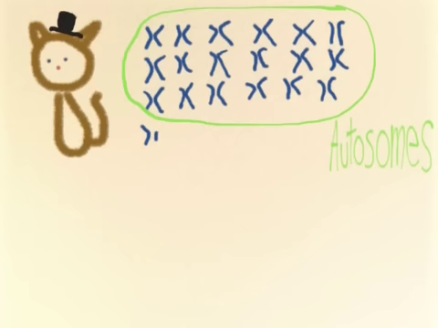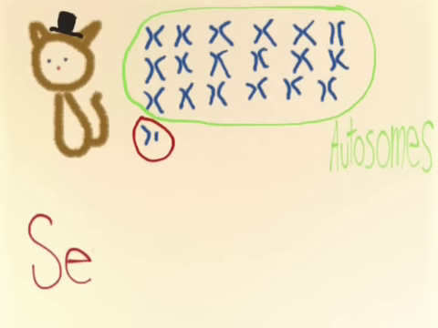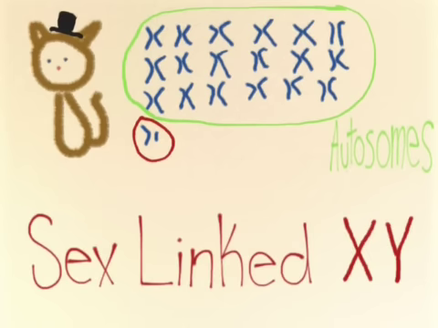And the autosomes contain the majority of the genes a cat has, and both boy and girl cats are going to have the same types of autosomes. The other group is called the sex-linked chromosomes, and they're what determine whether the cat is a boy or girl. There are two types of these sex-linked chromosomes. We have the X chromosome, which is the bigger one, and we have the Y chromosome, which is smaller and has less information on it. If the cat has a Y chromosome, like this kitty shown here, they will be a boy.